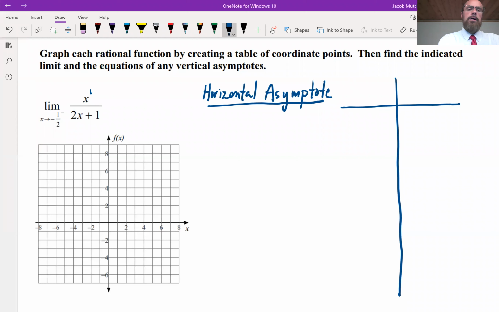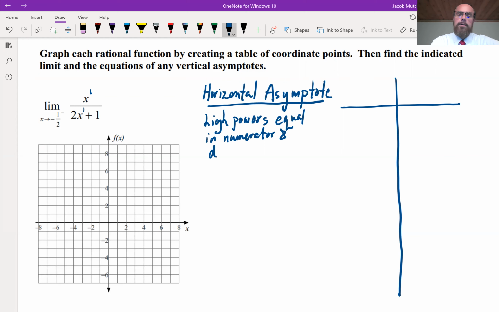I see that the highest power of x in the numerator is 1. Highest power on x in the denominator is also 1. So recall, if they're equal, the high powers are the same above and below, we find the equation for the horizontal asymptote by using the coefficients on those two x terms. So the high powers are equal in numerator and denominator, and so I'm going to find these two coefficients on those x terms.